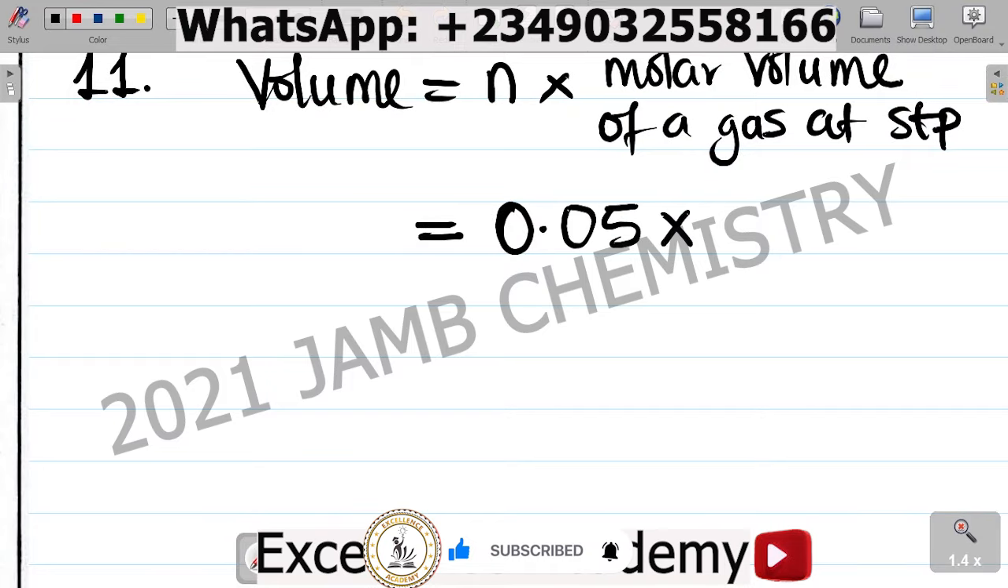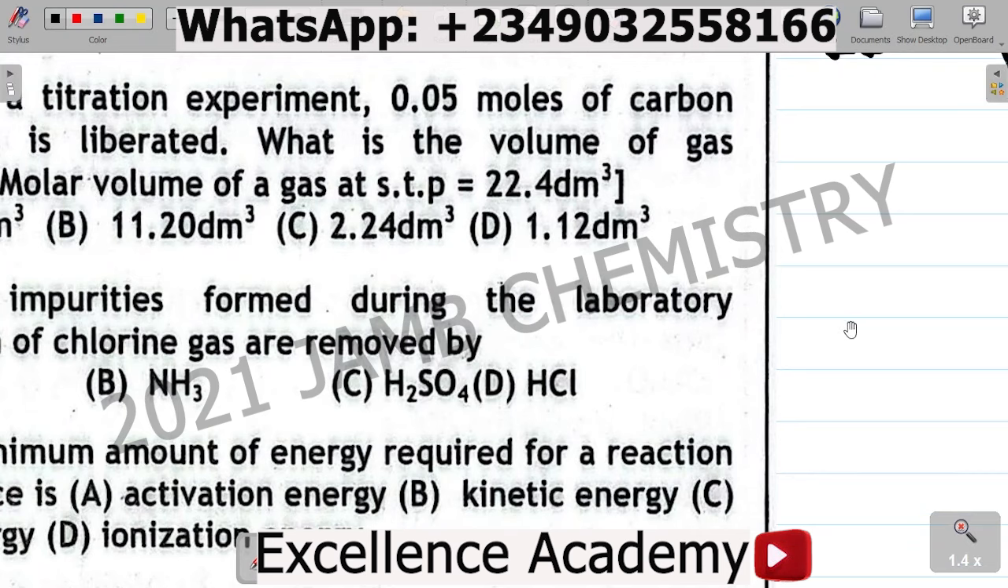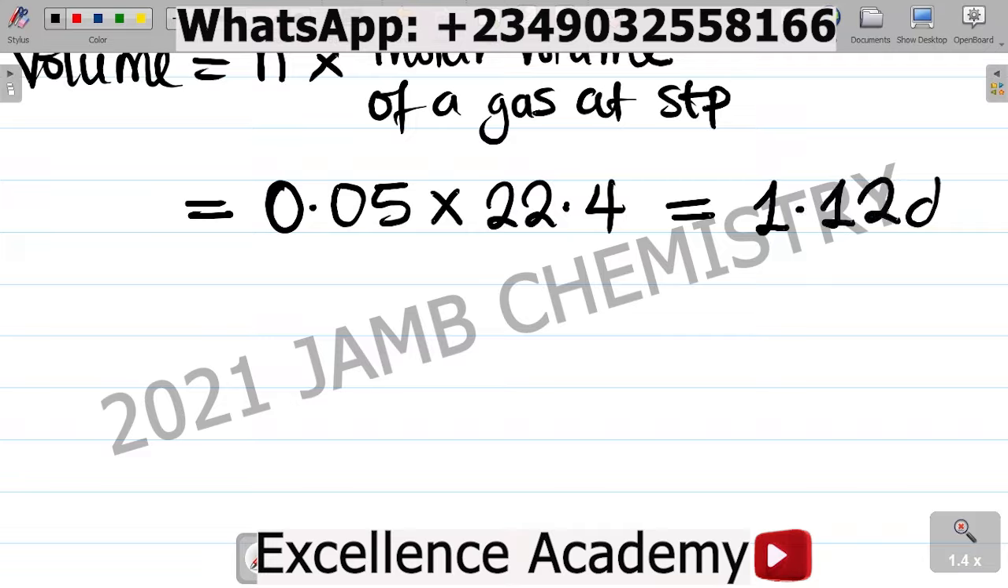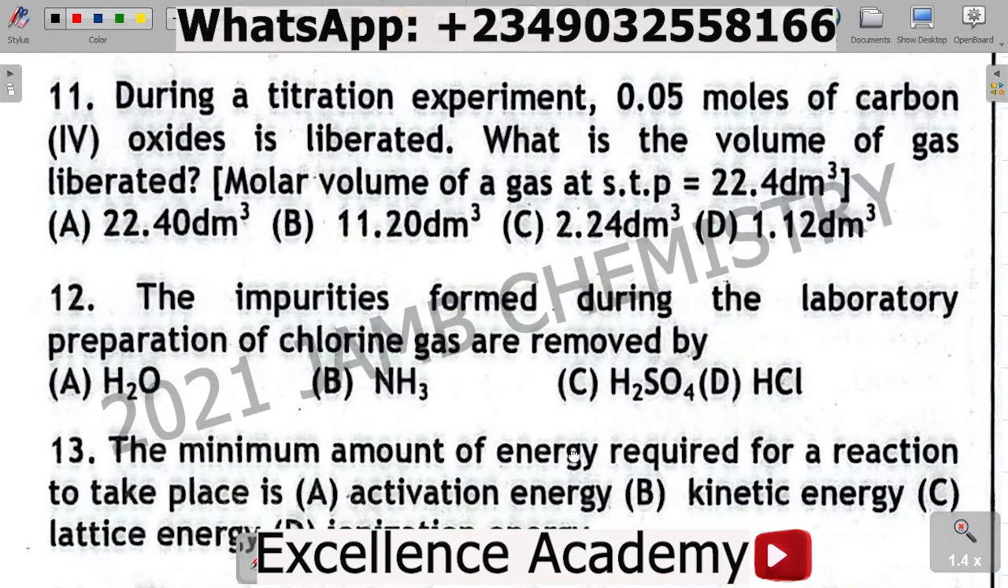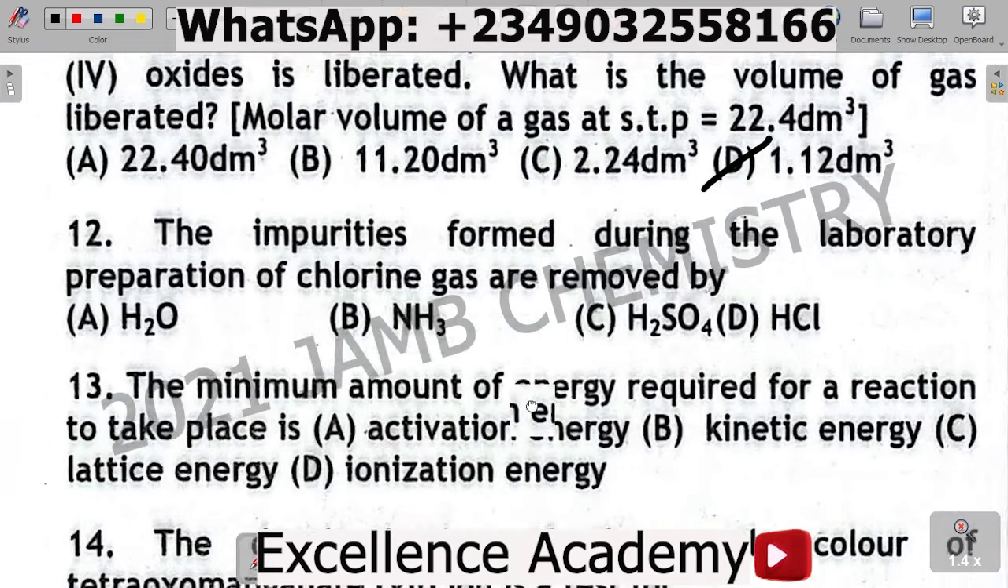So N is 0.05 multiplied by the molar volume of a gas at STP, 22.4. Multiply this, 0.05 times 22.4. The answer here is 1.12. The volume is in dm cube. So I have my answer as 1.12 dm cube. The correct answer here is option D.